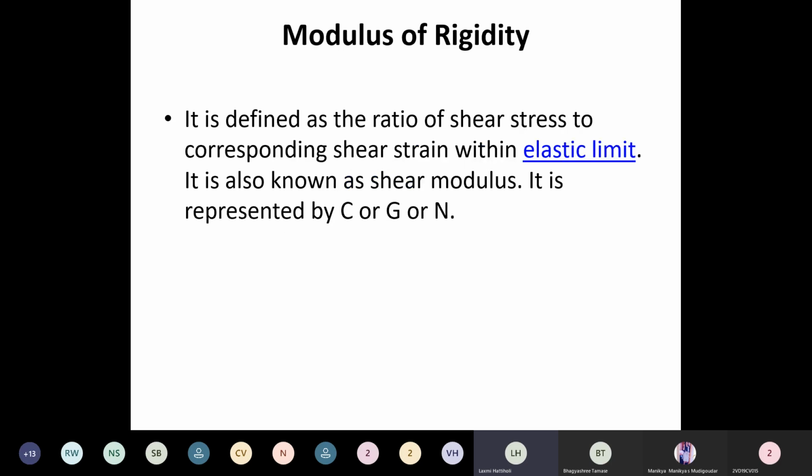Next, modulus of rigidity. It is taken as capital C, or capital G, or capital N. Now what is this modulus of rigidity, C, G, or N? It is defined as the ratio of shear stress to shear strain within elastic limit.